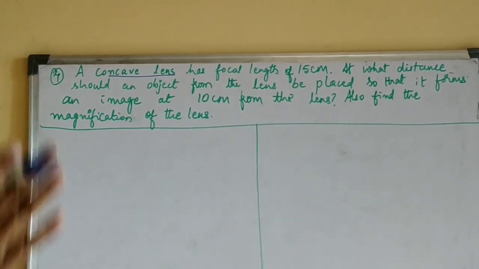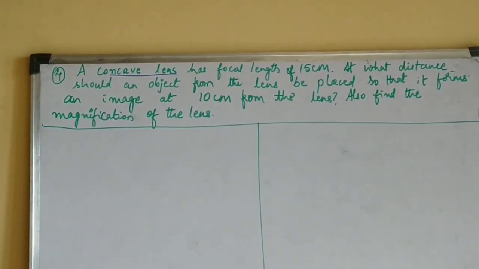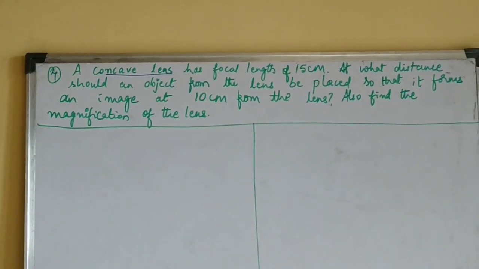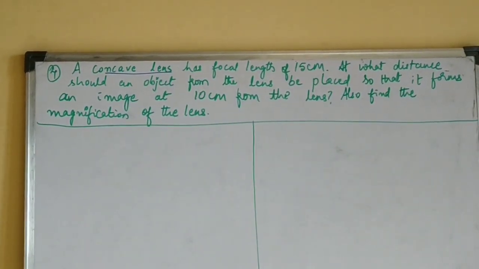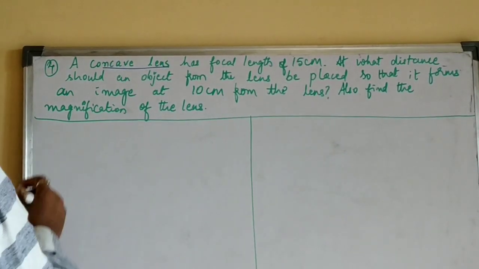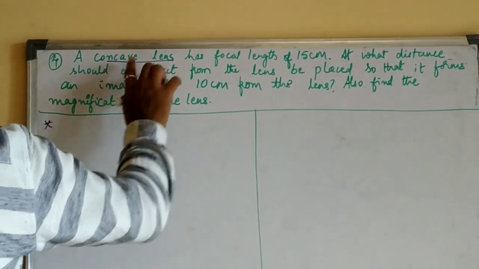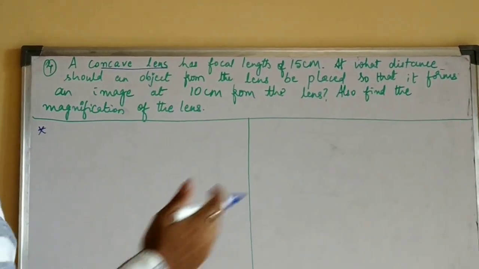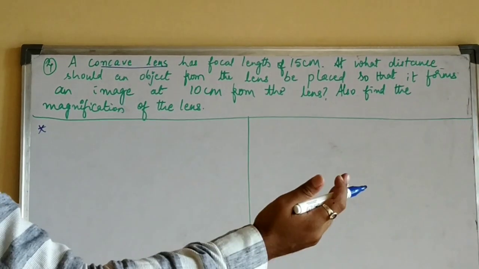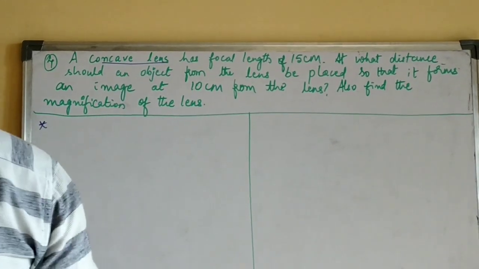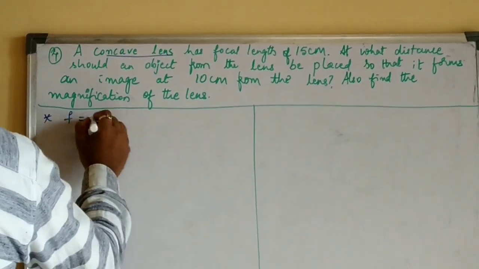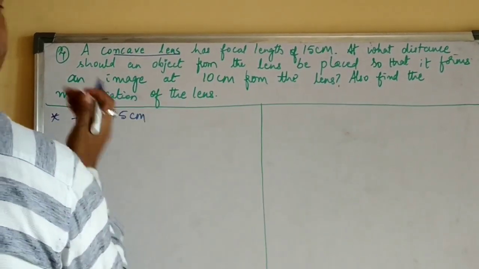Now only you should get the ray diagram, that is virtual and direct, right? Now a concave lens has a focal length of 15 centimeter. So concave lens has the focal length of 15 centimeter means the focal length is taken towards the left side. Why? Because both object and image are formed on the left side itself, right? That is towards the virtual side. So you get focal length is equal to minus 15 centimeter.